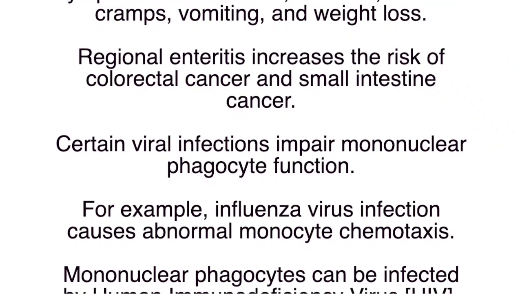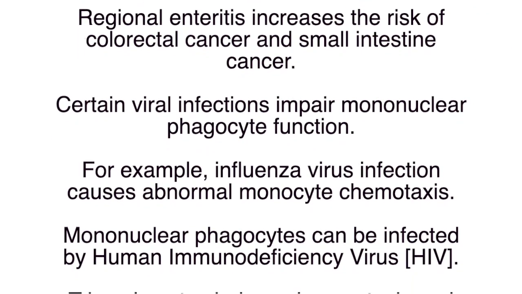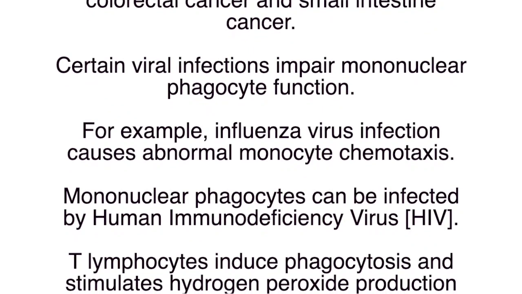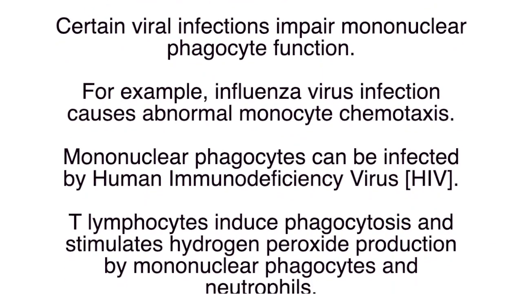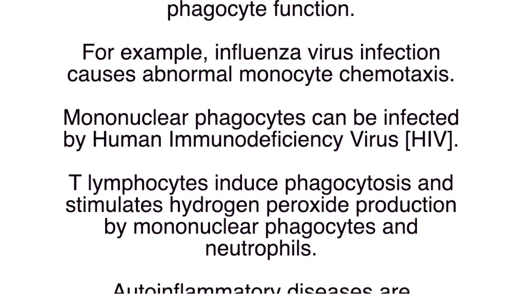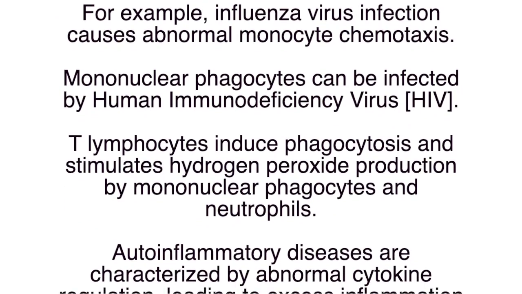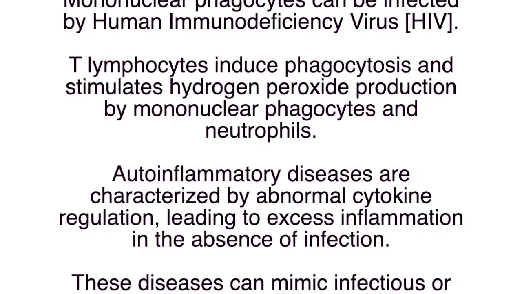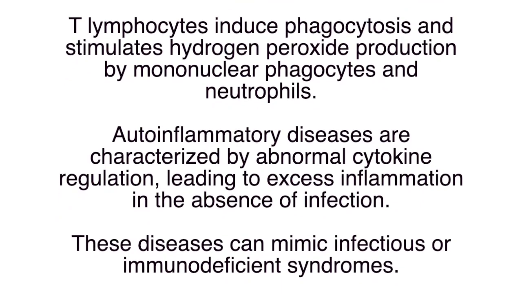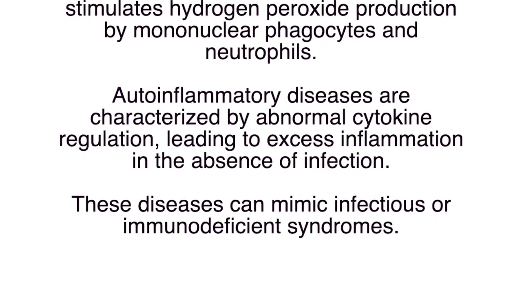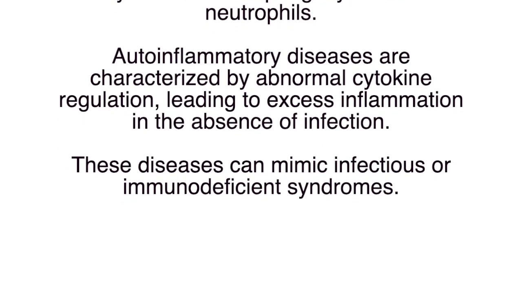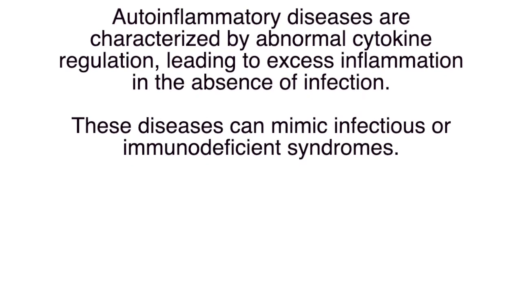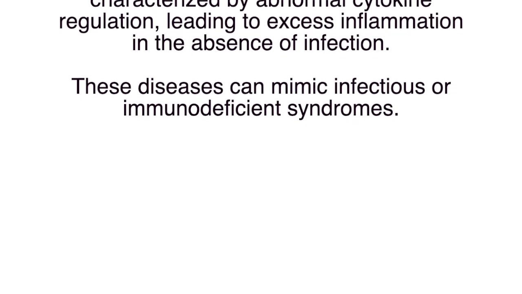Certain viral infections impair mononuclear phagocyte function. For example, influenza virus infection causes abnormal monocyte chemotaxis. Mononuclear phagocytes can be infected by human immunodeficiency virus (HIV). T lymphocytes induce phagocytosis and stimulate hydrogen peroxide production by mononuclear phagocytes and neutrophils. Autoinflammatory diseases are characterized by abnormal cytokine regulation, leading to excess inflammation in the absence of infection. These diseases can mimic infectious or immunodeficient syndromes.